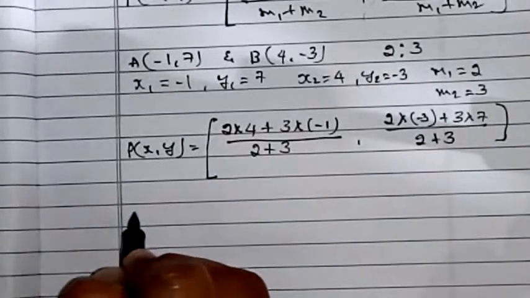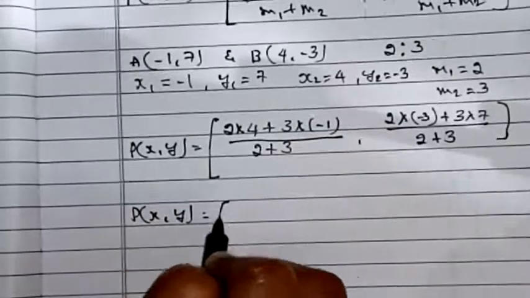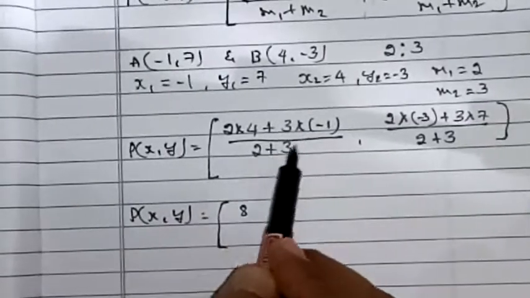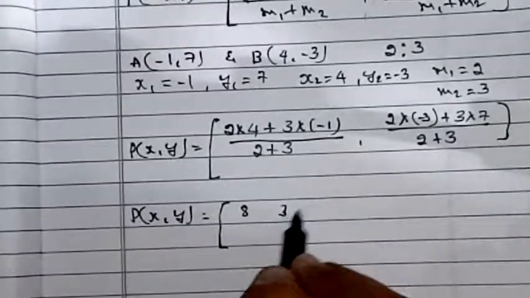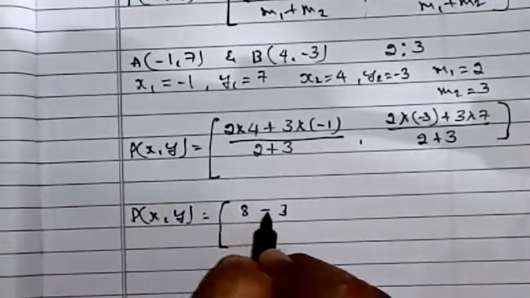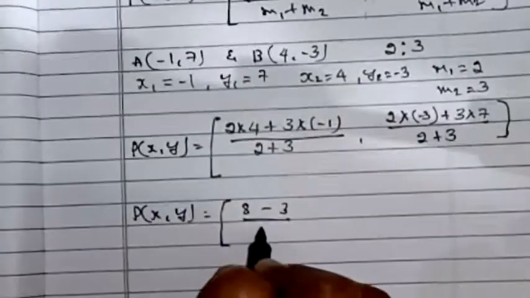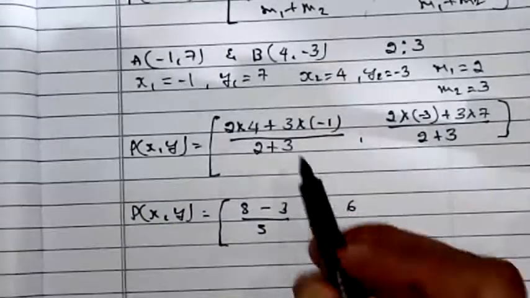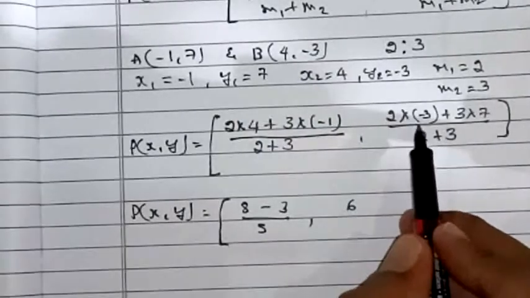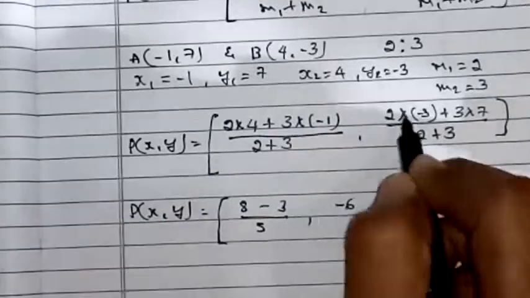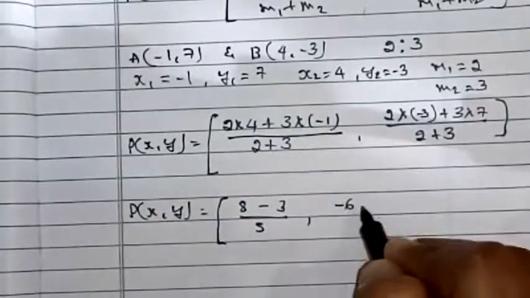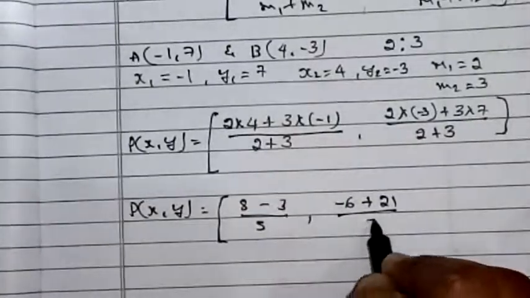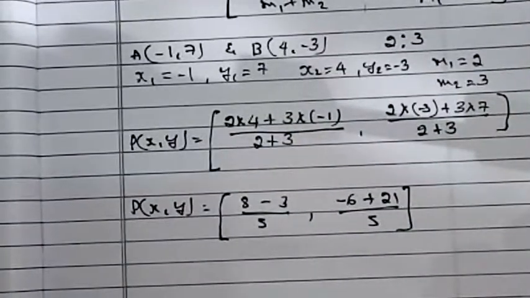4, 2 fours are 8. Multiply the numbers first, afterwards multiply the signs. 3 ones are 3, plus into minus is minus, so 8 minus 3 divided by 3 plus 2 is 5, comma, 2 threes are 6, plus into minus is minus, so minus 6, plus 7 threes are 21, divided by 3 plus 2 is 5. Now simplify this and you'll get the answer.